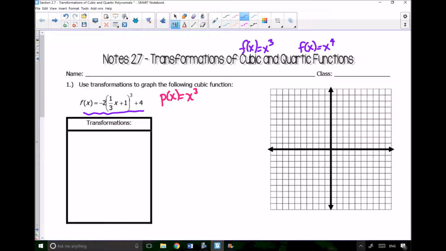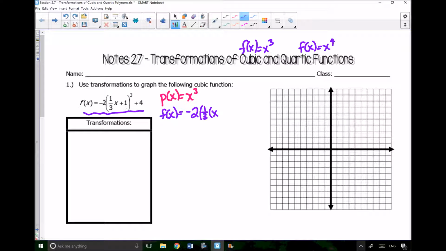Now remember, this 1/3 right here has to be factored out. So let's go ahead and factor that out first so that we have f of x in the proper format. So we'll say -2 on the outside, and then we have 1/3 outside of our new set of brackets. Inside of here, if I factor out 1/3 of x from x, I get x left over.